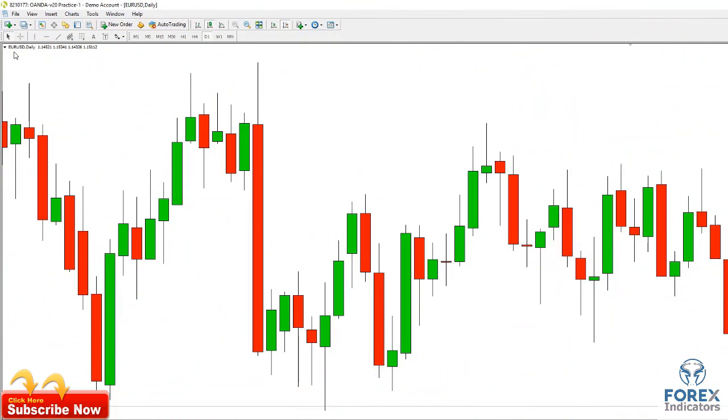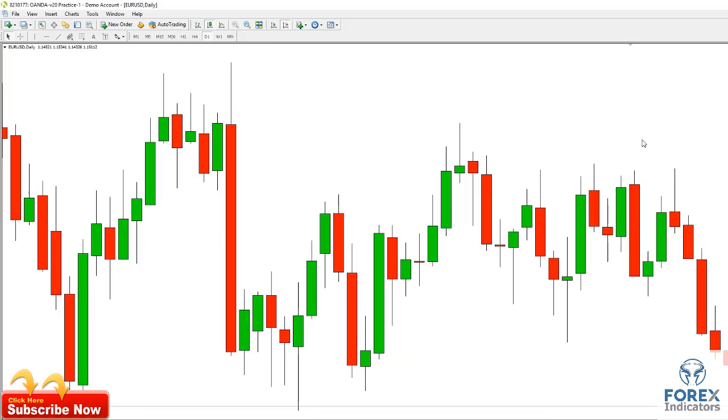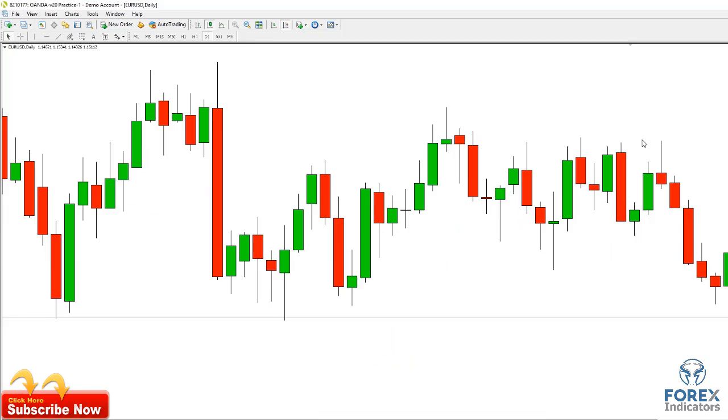We have a Euro US dollar pair open on this chart. Now what I'm going to show you is an example of a candlestick pattern. So we're on the daily chart here. Each one of these bars or candlesticks represents 1 day of trading. I'm going to show you an example of a pin bar candlestick pattern. If I press F12 on my keyboard, I can go 1 bar at a time and look through history.